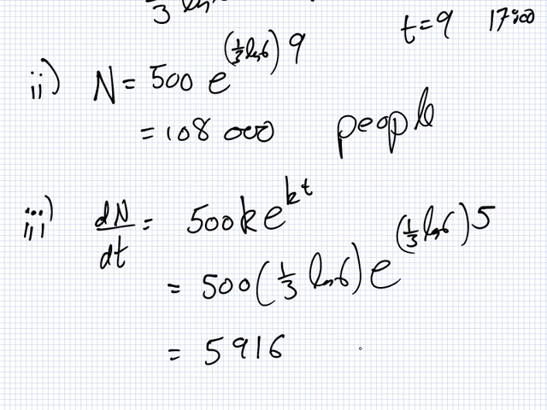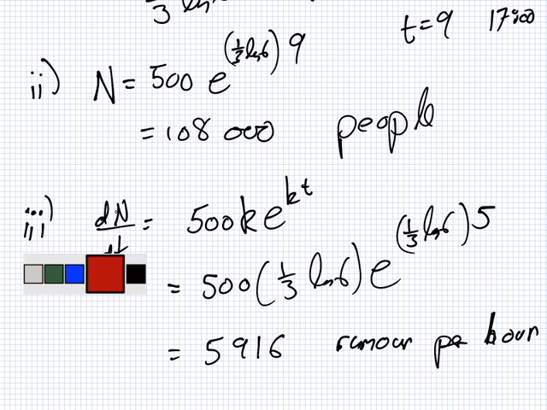The unit though? People. No. Sorry, I said people here, but maybe I should have said rumors. I meant rumors heard by people. So what is it? Rumors per hour. Really? How can you actually put a unit on that number? Because this is rumors over time.